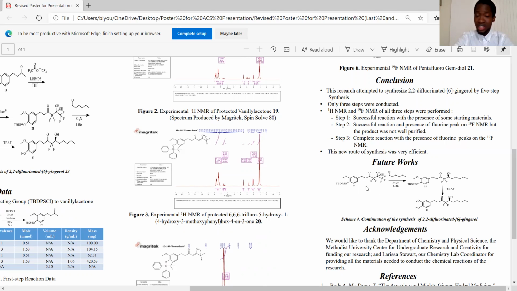For future work, I need to simply continue my research, starting from the 4th step, because I stopped at the 3rd step. I will use the product of the 3rd step and continue with the 4th step by reacting with hexanal in an aldol reaction to give me the protected form of 2,2-difluorinated cis-gingerol, and then remove this protecting group through the addition of TBAF, this deprotecting reagent, to finally synthesize the 2,2-difluorinated cis-gingerol.